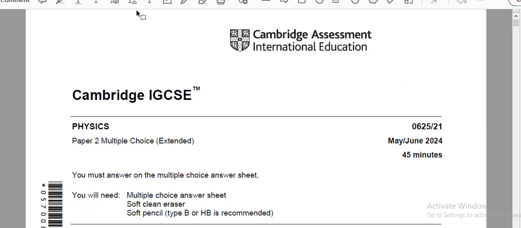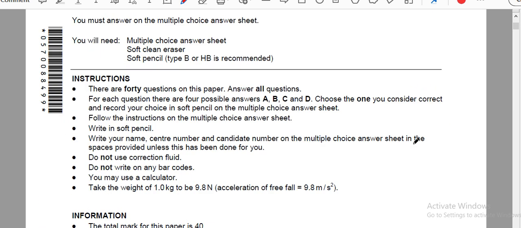Everybody, solving Paper 2 Version 1, May/June 24.